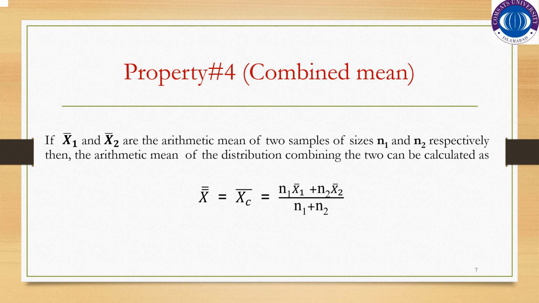Let's move to the fourth property. The fourth property of the mean is combined mean. If x1 bar and x2 bar are the arithmetic means of two samples of size n1 and n2 respectively, then the arithmetic mean of the distribution combining the two can be calculated using this formula. We will use combined mean when we have the arithmetic mean of two samples, if our distribution is divided into two or more than two parts. Here we are considering two parts only.